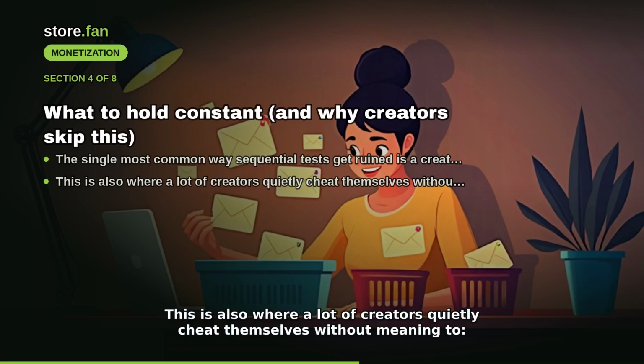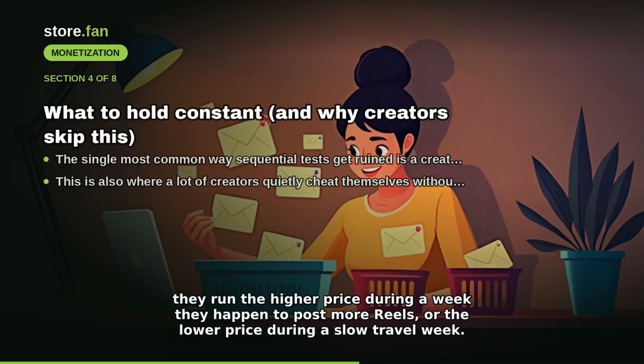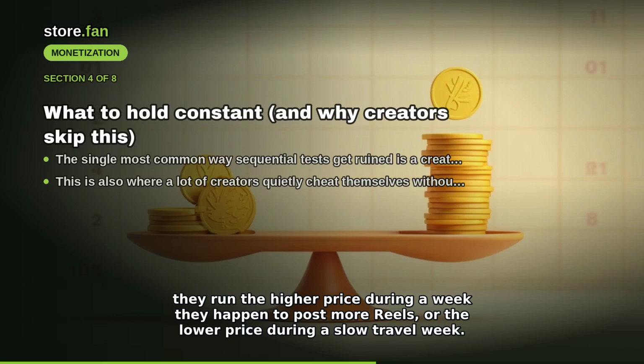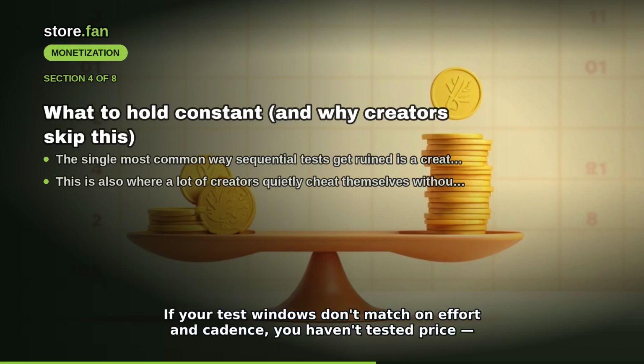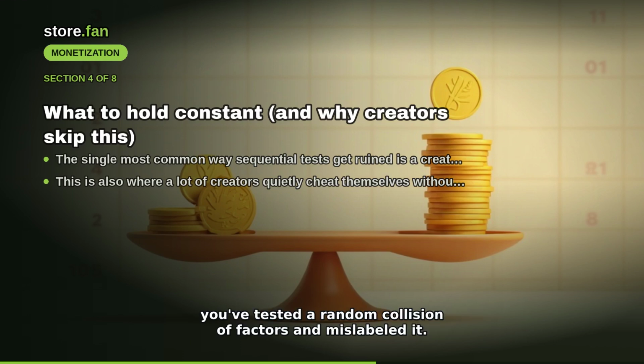This is also where a lot of creators quietly cheat themselves without meaning to. They run the higher price during a week they happen to post more reels, or the lower price during a slow travel week. If your test windows don't match on effort and cadence, you haven't tested price. You've tested a random collision of factors and mislabeled it.